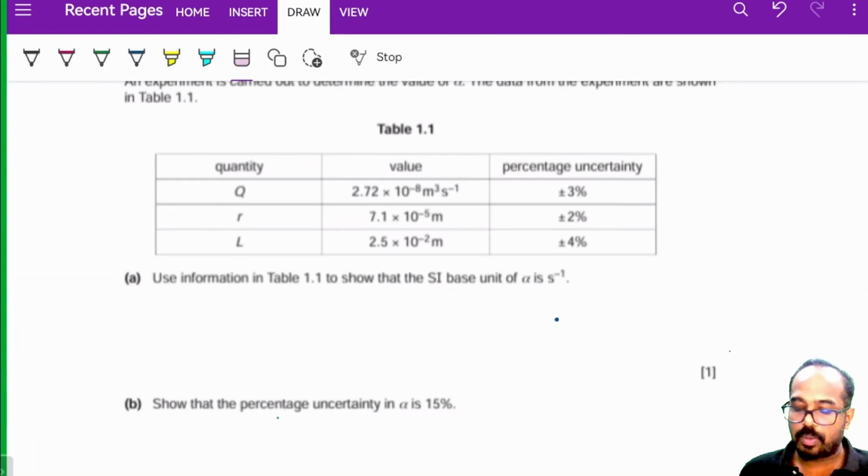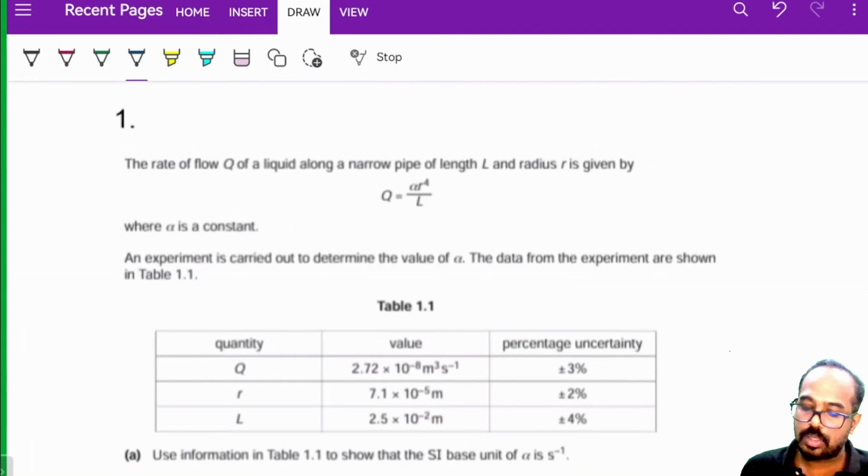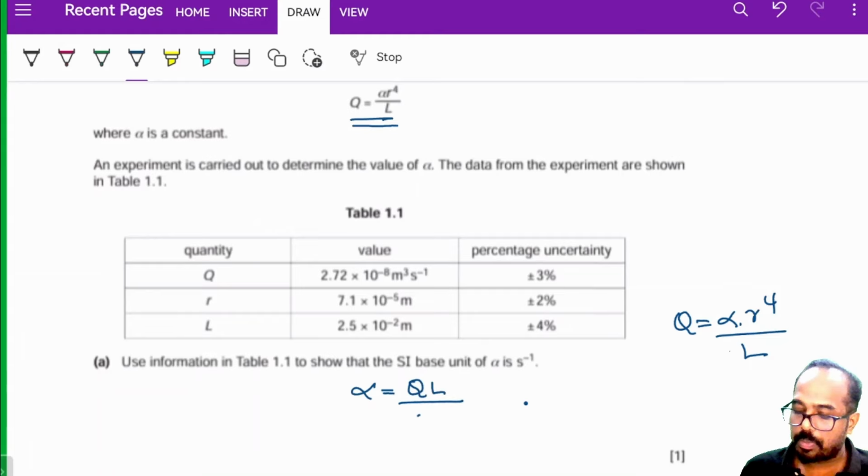Use the information from table 1.1 to show that the SI base unit of alpha is s to the power minus 1. So you have the equation Q equal to alpha R to the power 4 upon L. From here you can solve for alpha: alpha equal to QL upon R to the power 4. Using this equation, you can derive the SI base unit of alpha.